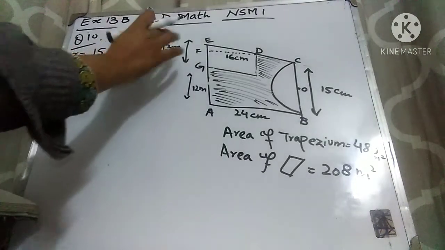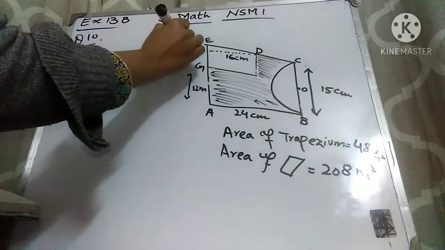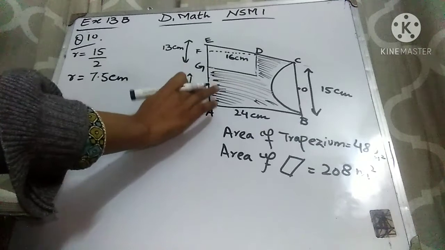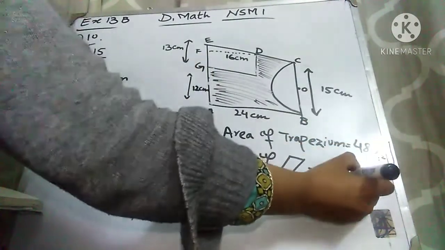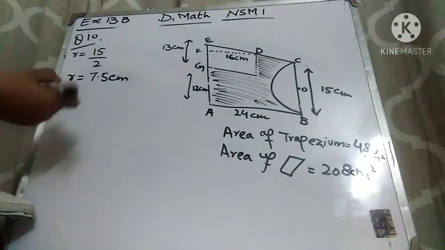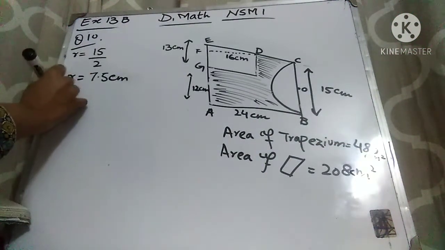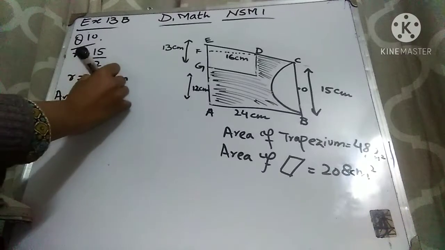Okay, students, all units are given in centimeters. So I am writing down centimeter over here. Okay, 12 centimeter. So now we have found the radius. Now I am going to find the area of a semicircle.